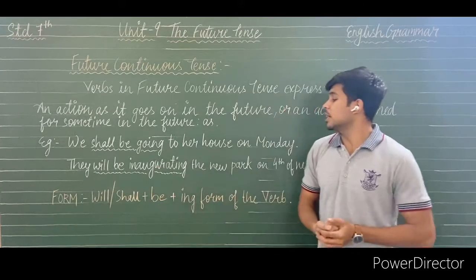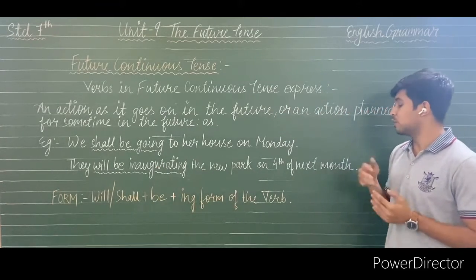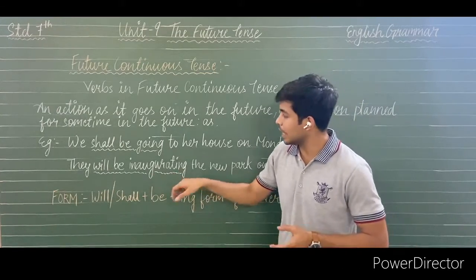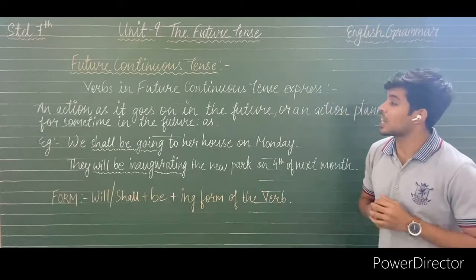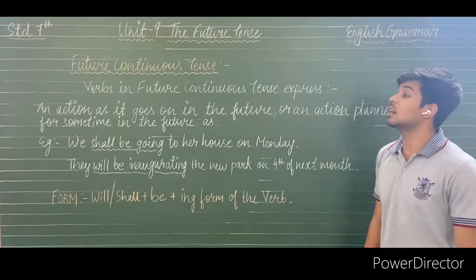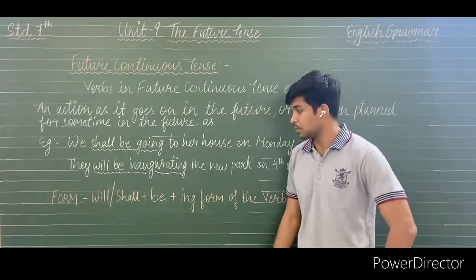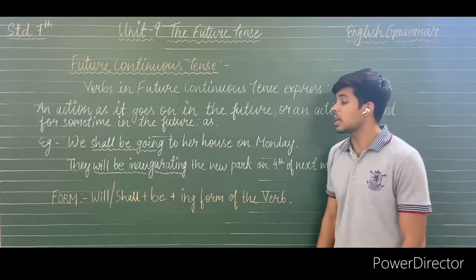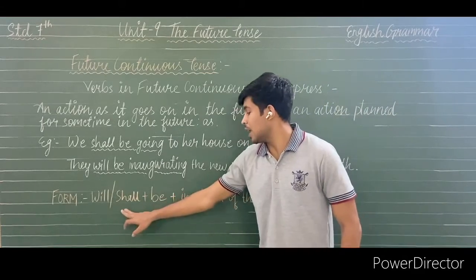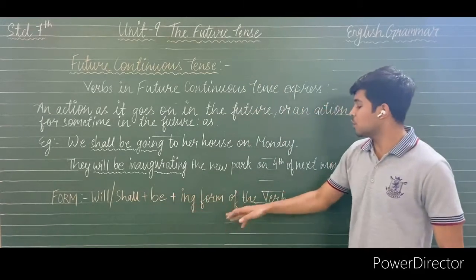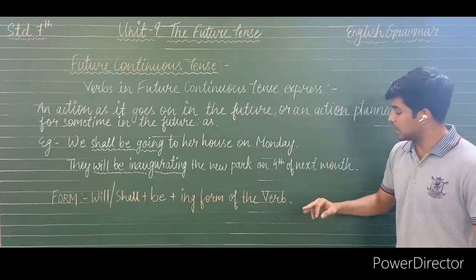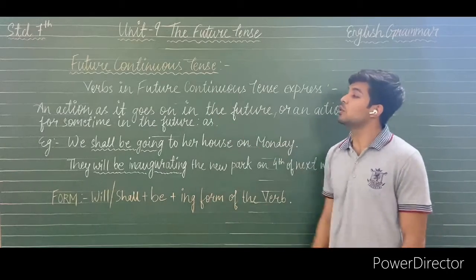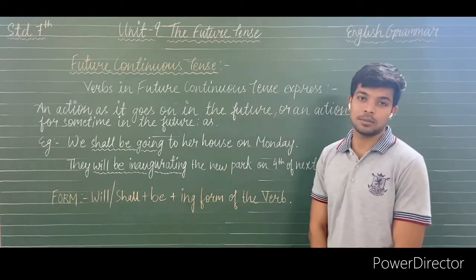They will be inaugurating the new park on 4th of next month. So here also will be inaugurating is the verb form which expresses that the sentence is in the future continuous tense. The basic formula to make a sentence in the future continuous tense is will or shall plus be plus the ing form of the verb. Whenever we use this formula in any sentence, the sentence will be in the future continuous tense.